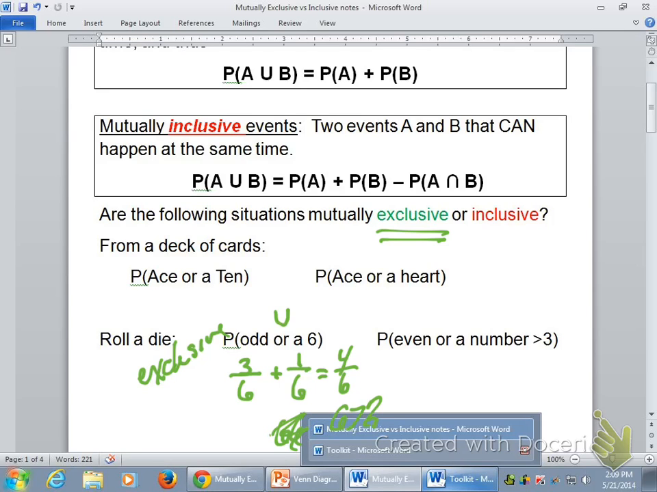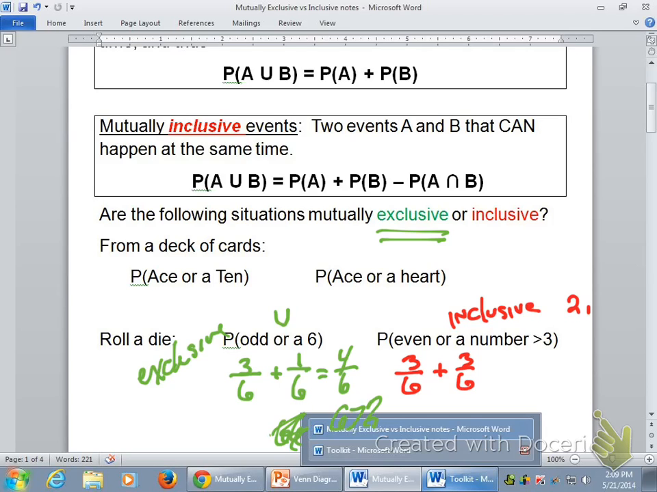All right. Now let's look over here at this second situation. Probability of an even or a number bigger than 3. Can those both happen at the same time? Yes, so this is inclusive. So I have to remember if it's inclusive to get rid of the overlap. So how many evens are there? 3 out of 6 on the die. And how many numbers are bigger than 3? Well, there's also 3 out of 6. 4, 5, and 6, right? So there's 3 out of 6 that are bigger than 3. But where do they overlap?